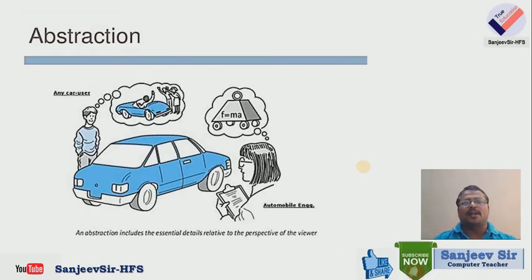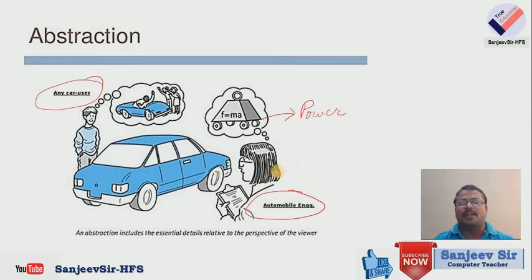Like that one car: when a car user sees the car, they consider the number of family members, car color, model and design, only these things. But when automobile engineers see that car, they look at force, engine power, these things. They are considering it in different ways. That means different users need different types of data to be shown. So data abstraction provides the facility to show the customers whatever is essential.